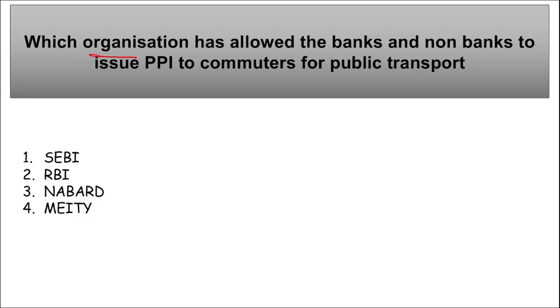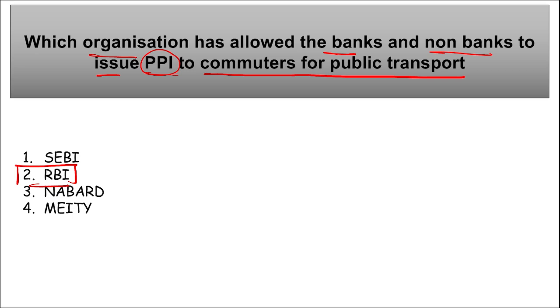Next, which organization has allowed the banks and non-banks to issue PPI to commuters for public transport? What is PPI? PPI is your prepaid payment instruments. So banks and non-banks have now been allowed to issue these PPIs to commuters for public transport. It was done by RBI. Correct? RBI amended the master directions on PPI to allow banks and non-banks PPI issuers to issue these PPIs for making payments across various public transport systems.